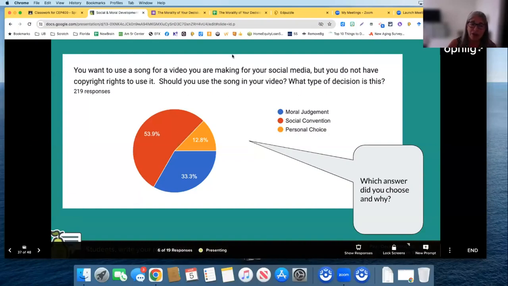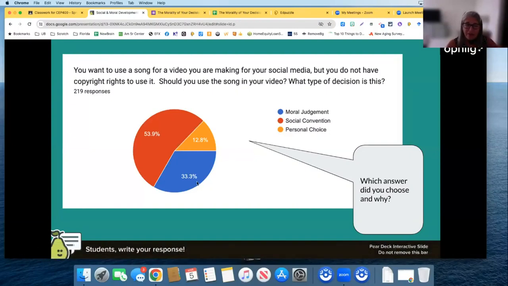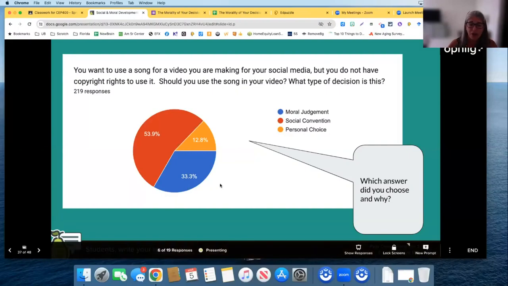And in certain situations, certain social conventions, we might say, all my friends are doing it. We can see that other people are doing it. You might talk about the laws of YouTube, and they'll take your video down if you don't follow copyright. And others might say, hey, this is a moral judgment because someone else owns that song. They deserve to get paid for that song. I don't have the right to use their work without paying. And others think, oh, this is my choice. I can use it or not.